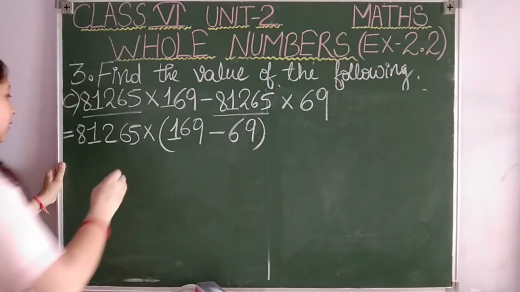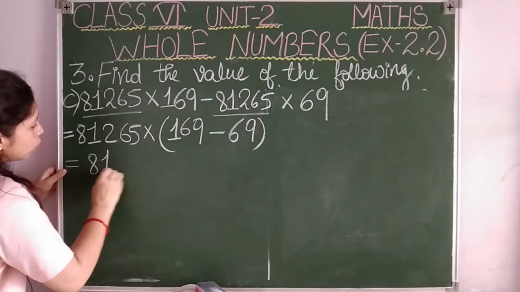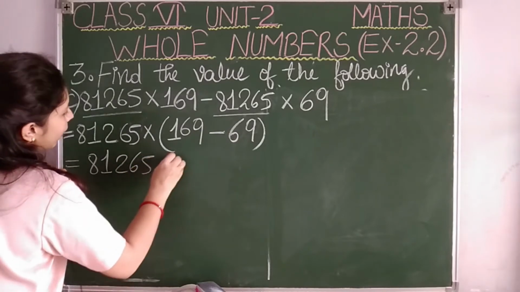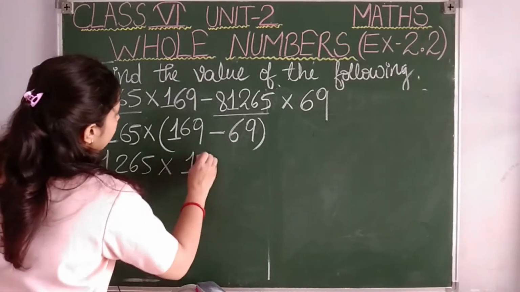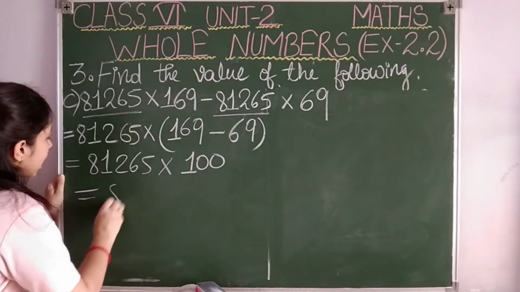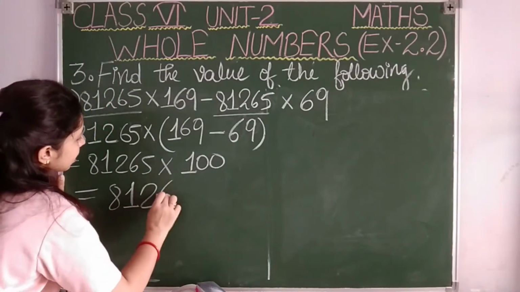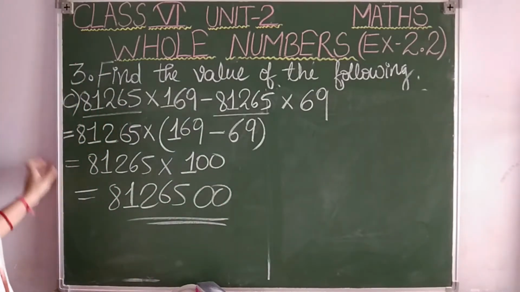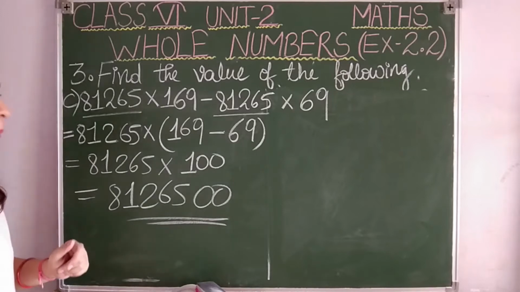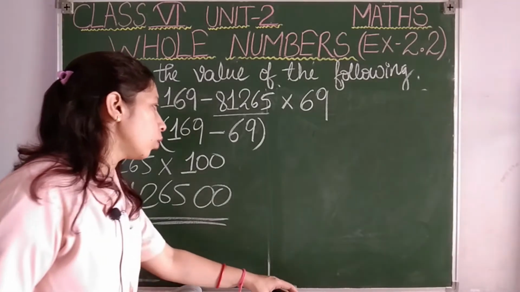Clear, students? Then again, 81265 multiplied by 169 minus 69. How much, students? 100. So simply we got our answer, 8126500. Okay, see, we have solved this question also. Point number D, students, now we are going to look. Note it down.